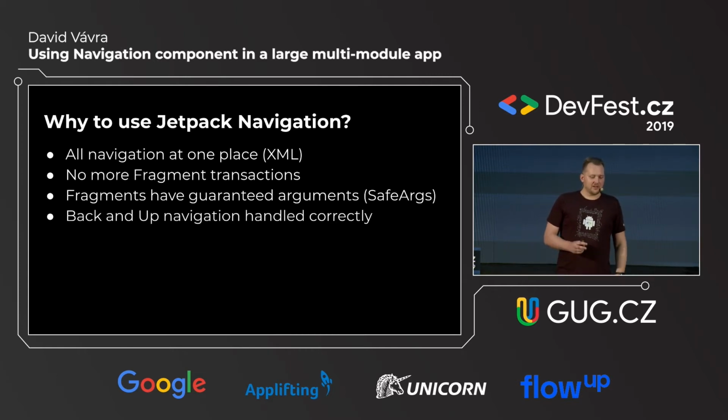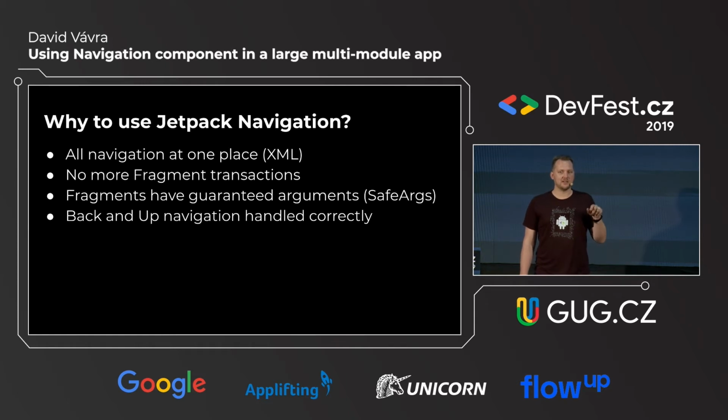Another pain in Android, how to handle up navigation and back navigation correctly. So the difference is up navigation is this button on top left. It's part of your app. Back navigation is the hardware back button, or like the system back button. So a lot of apps handle this wrong. It's mostly the same, but there is a difference.